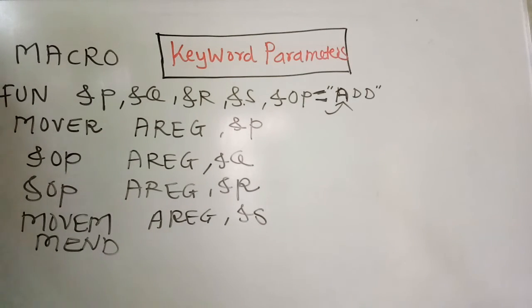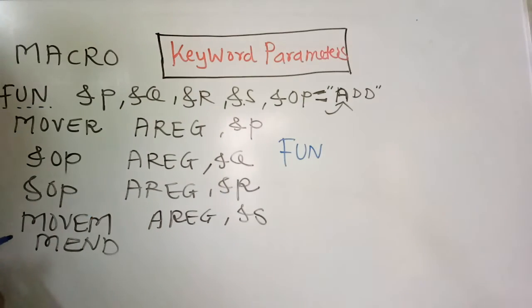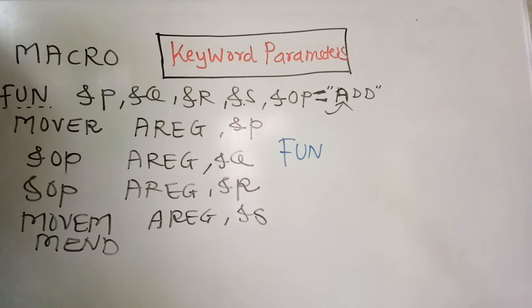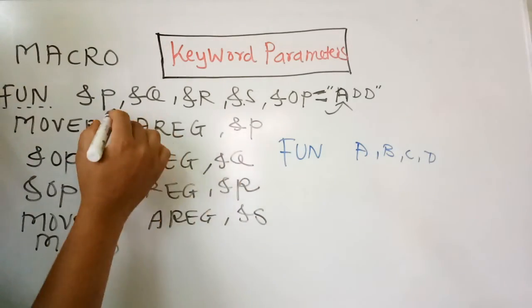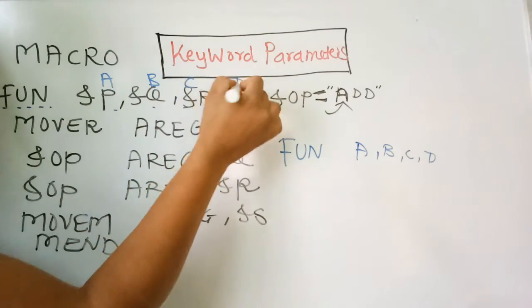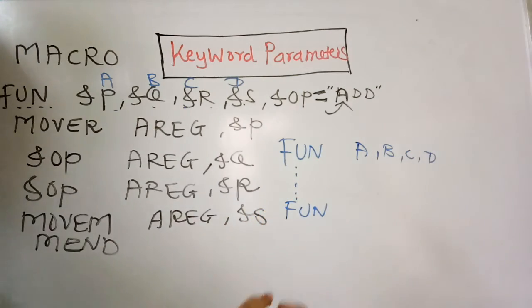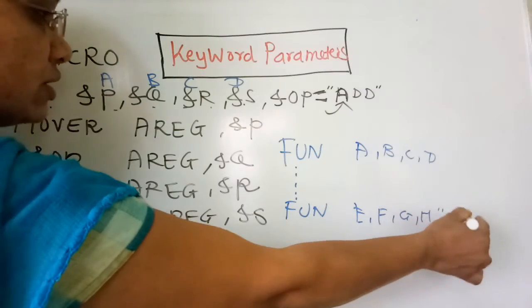Now it's time to call the macro. How to call the macro? It's simple. For example, you have the function known as a function. Then you can call it like function, and you have to pass the actual parameters. These are the formal parameters, and at the time of a call you pass the actual parameters. So a function having the values a, b, c, d will be mapped with these parameters. A will be here, b will be here, c will be here, and d will be here. And suppose you can again give the call like function e, f, g, h, and pass the subtraction.